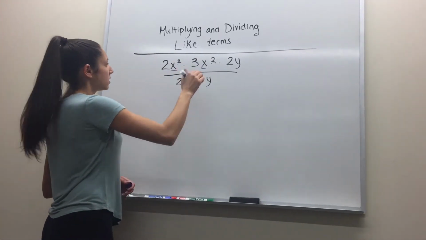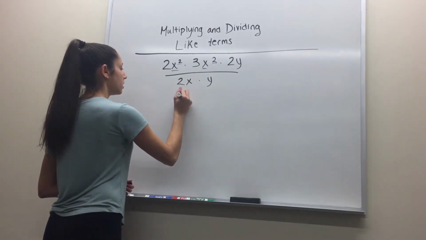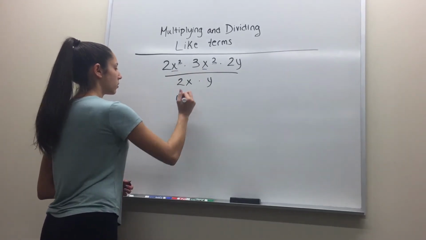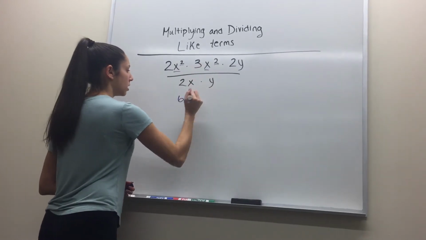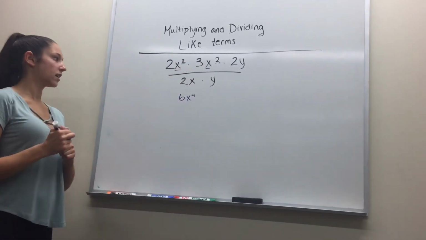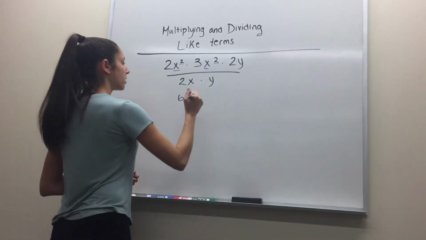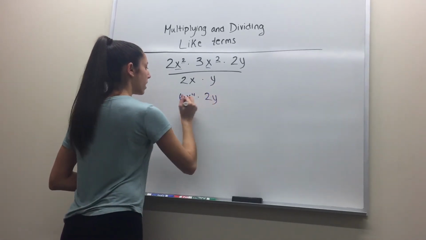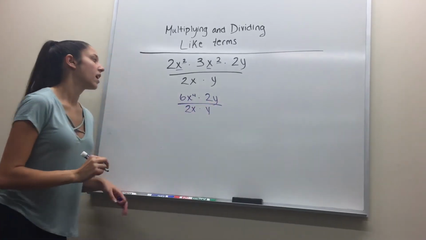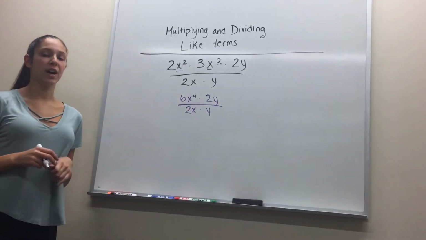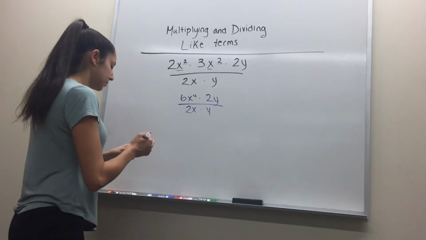So we have 2x times 3x. Well, 2 times 3 is 6. And x squared times x squared. We're going to add the exponents, so 2 plus 2 is 4. So here we have 6x to the fourth. Now let's bring down the rest. Times 2y divided by 2x times y. And see how I multiplied first before dividing because we're using our PEMDAS.